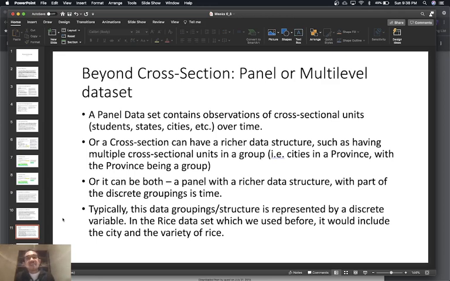So on a cross-section, you can have a richer structure. So you have a province, an overall province, and then you have cities in the province. And then a province as being in a group, maybe a region. Or it can be both, a panel with the richer data structure, with part of the discrete groupings this time. Typically, the data groupings and structure is represented by a discrete variable. So in the rice data set, it would include the city and the variety of rice.